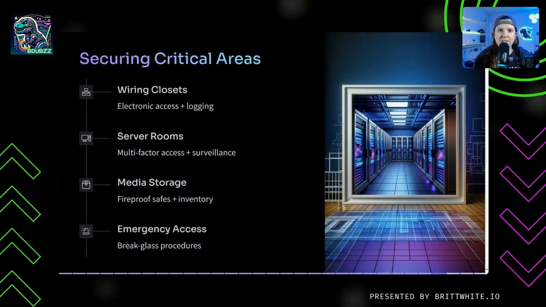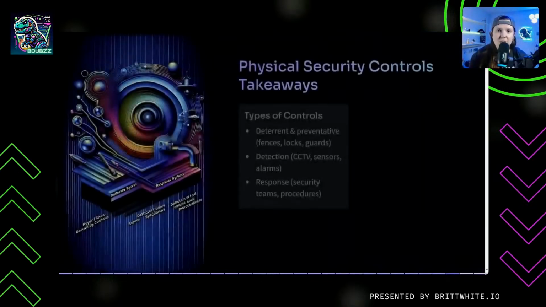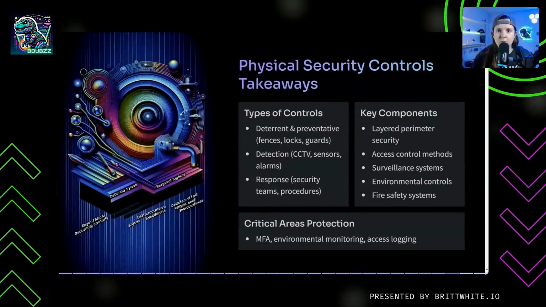Treat your critical areas like a bank vault. Layer up the defenses and document everything. Now let's summarize the key points about physical security controls. Remember to think in layers, from your outside perimeter through access controls, detection systems, all the way to environmental protections. The golden rule is that human safety always comes first.